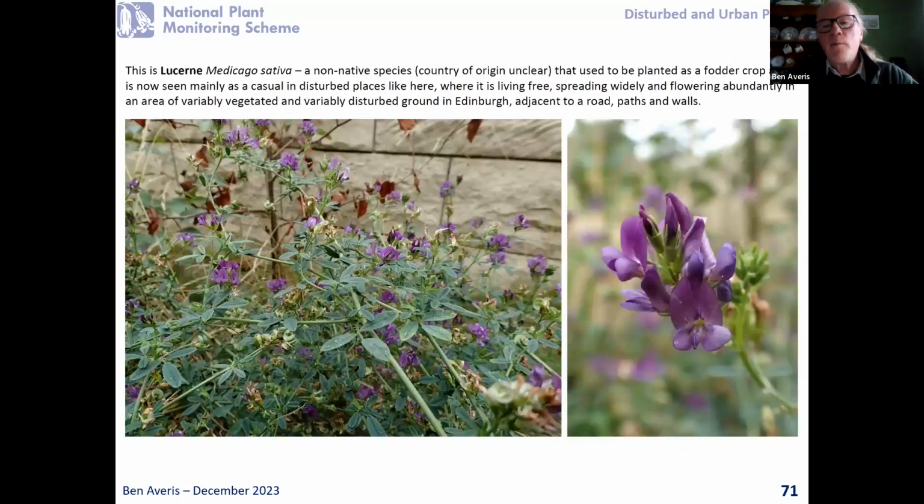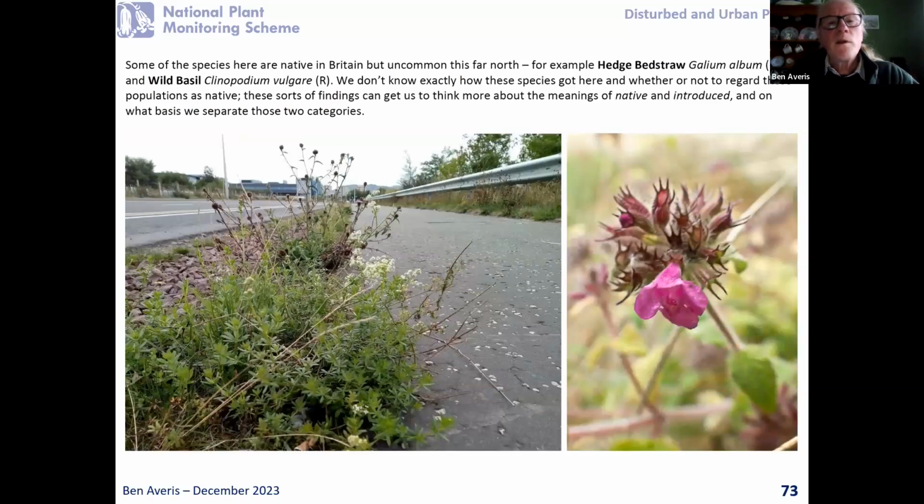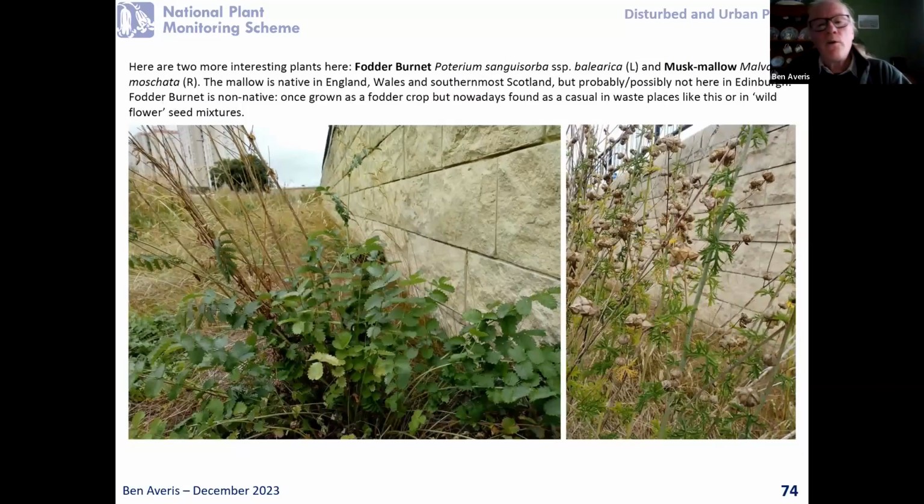Here's a few photos placed in Edinburgh where there was a load of non-native species, or some of them native but further south, all growing to form a nice looking assemblage. There's some lucerne, and here's some of this fiddleneck with its yellow flowers, beautiful thing, and some wild basil and hedge bedstraw, which are native, but this far north you think maybe that's been planted or just come in on people's shoes or on cars or something like that, you know. But still nice to see and kind of enriching the local flora here.